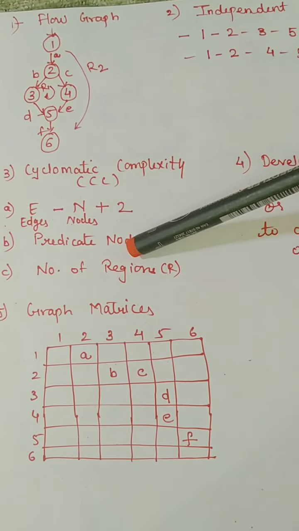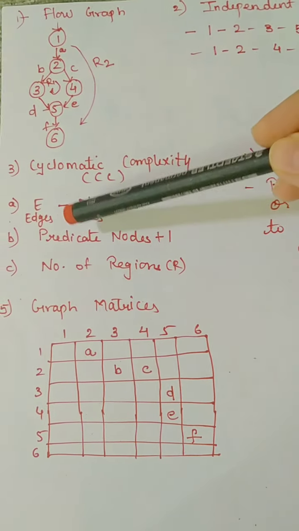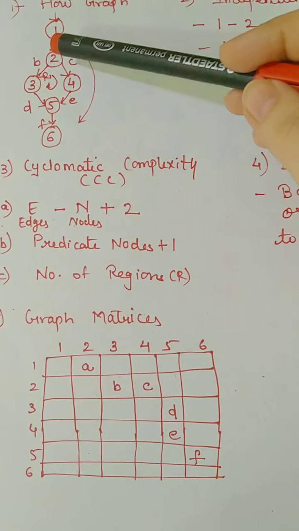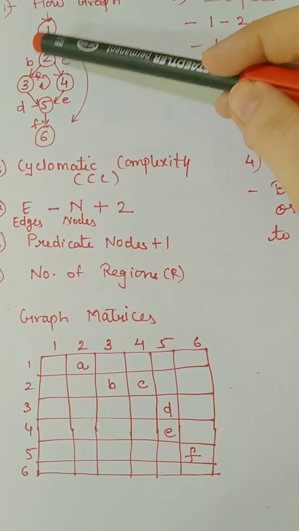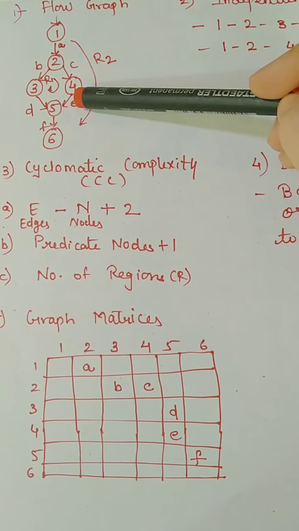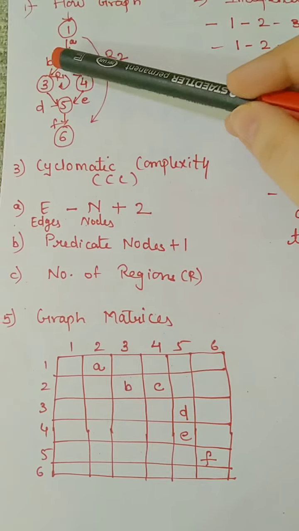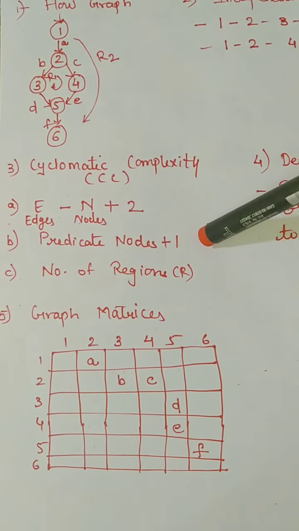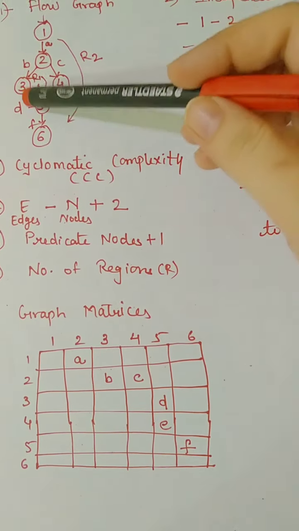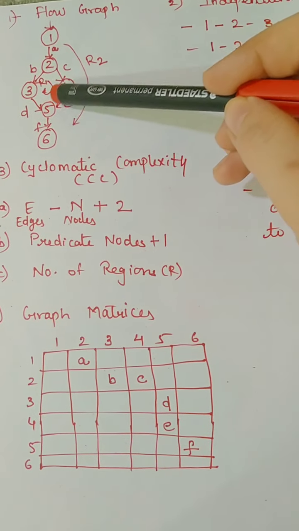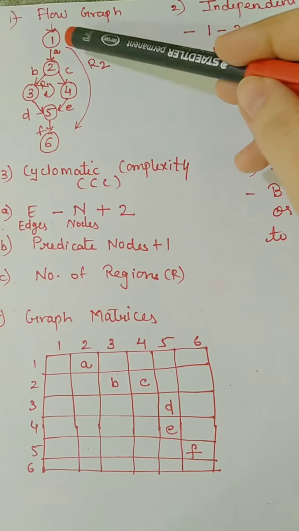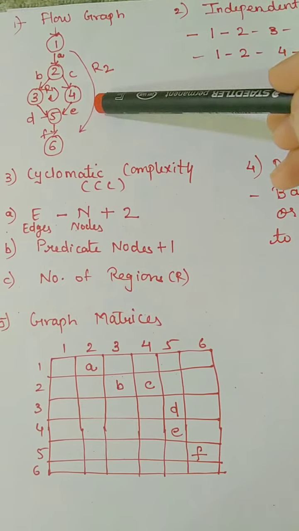Second, find the predicate nodes plus 1. Predicate nodes are the decision nodes. As you can see in this flow graph, the predicate node, a decision node, is 2. From 2 it is decided whether to move through 3 or through 4. Okay, so we have one predicate node. 1 plus 1 is equal to 2. Third is to find the number of regions, R. As you can see, there is a loop created here. So this is one region. I have named it R1. And the external region from start node to end node is another region, that is R2.